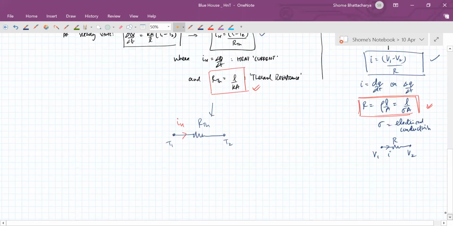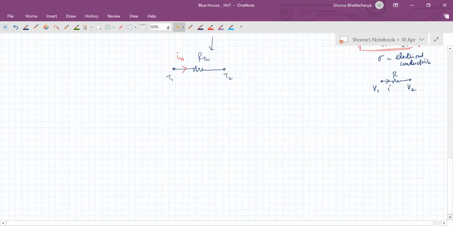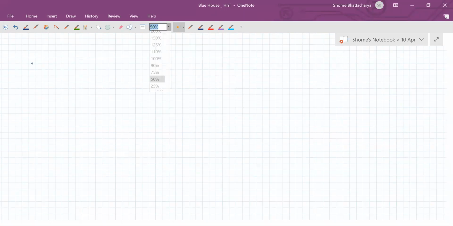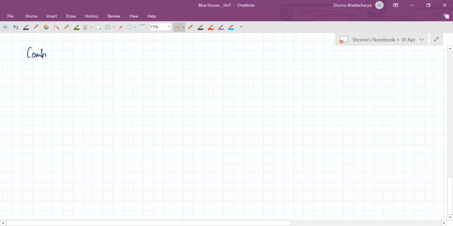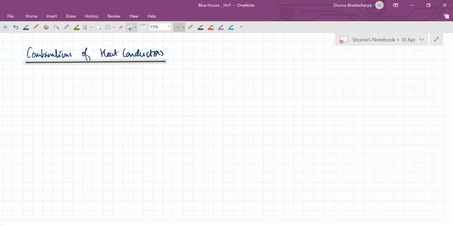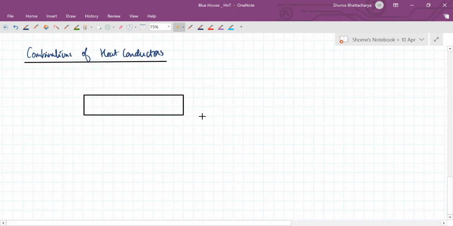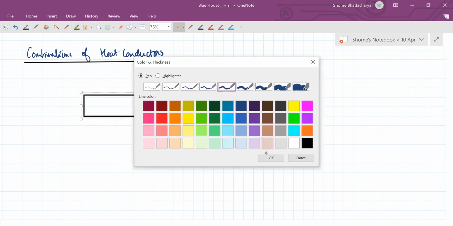So the main use of this thermal resistance formula is when we consider combination of conductors. For example, we had seen a situation where there was a series combination of conductors, but we had solved that by just a normal equation without considering any equivalent circuit or anything like that. Today, let's revisit a problem of that type.